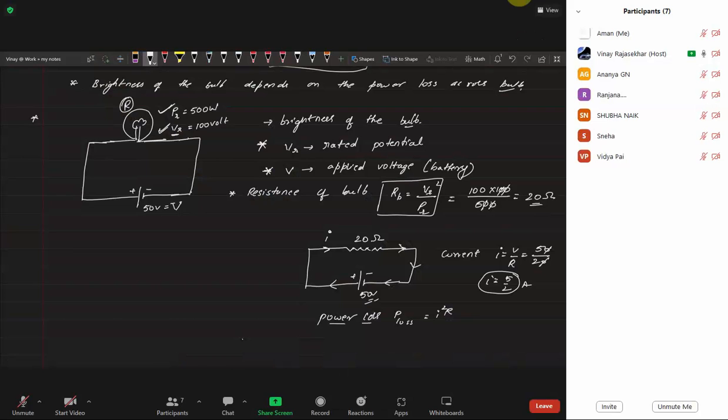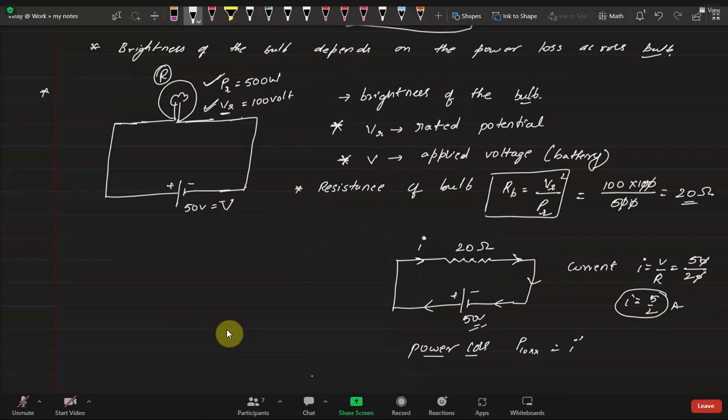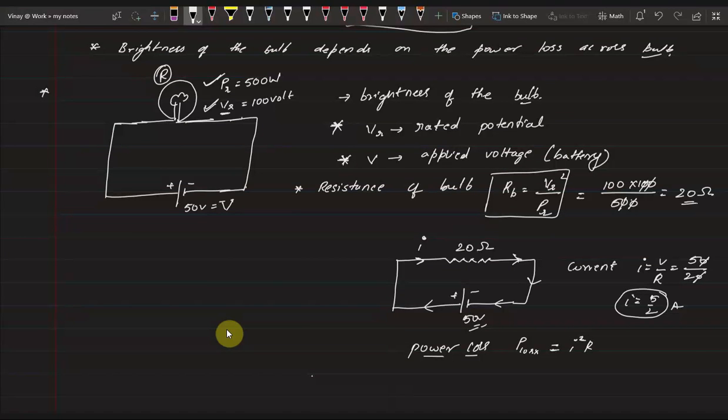Now listen. In order to calculate the brightness, we have to calculate the power loss. The power loss is given by the formula I square R. So please remember, if the resistors are in series, you have to use this formula. If the resistors are in parallel, then you have to use this formula: power loss is equal to V square by R. Here V square is the potential of the battery.